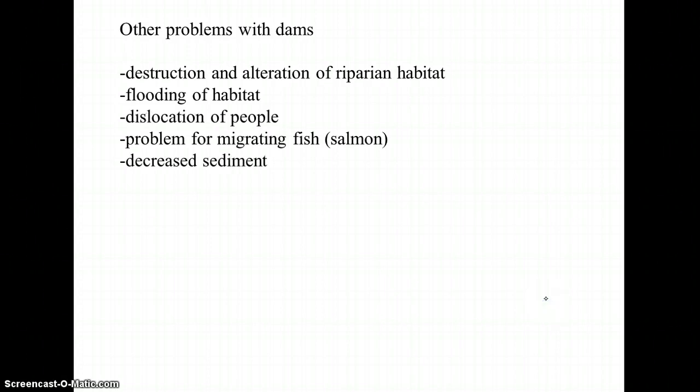Out in the Pacific Northwest, where you have salmon that migrate up the rivers, they've attempted to build structures called fish ladders that they can basically swim up and over the dam. And they've even resorted to trucking the fish around the dam. But in some of these places, the salmon populations have been significantly negatively impacted.